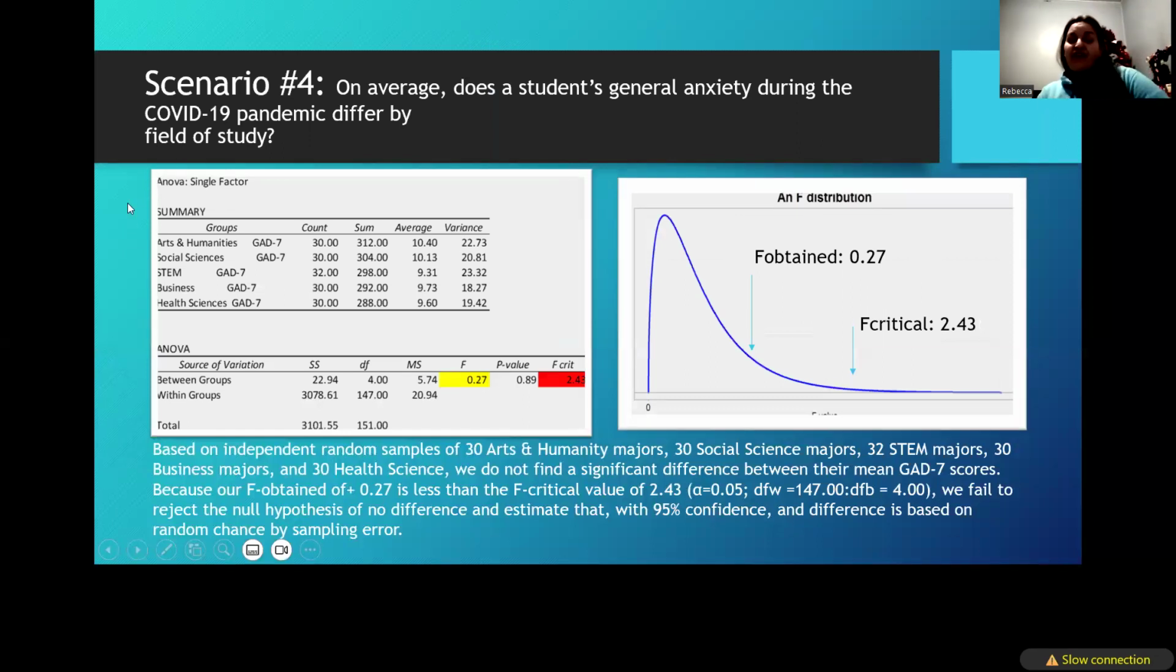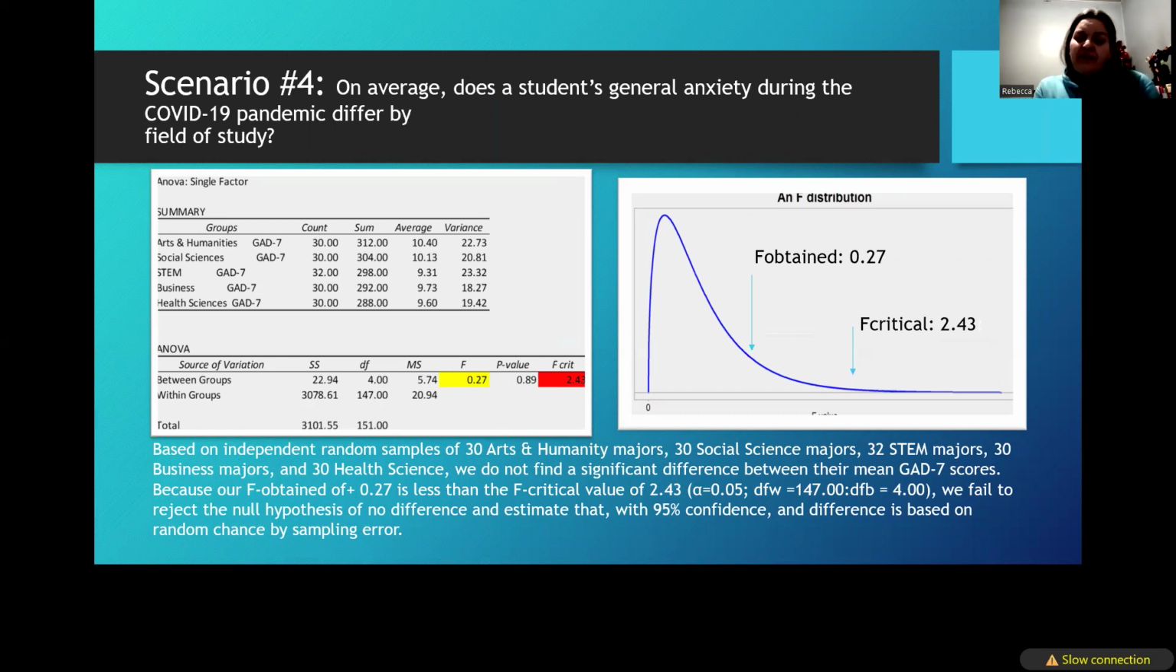We conducted our scenario 4 to determine whether, on average, a student's general anxiety during the COVID-19 pandemic differs by field of study.